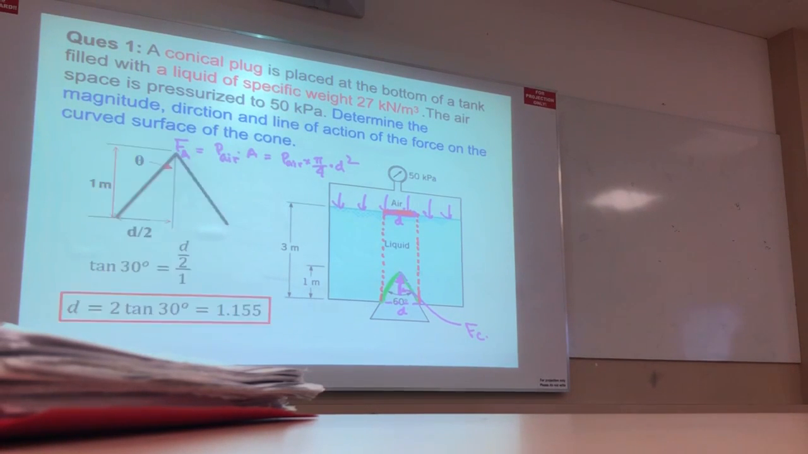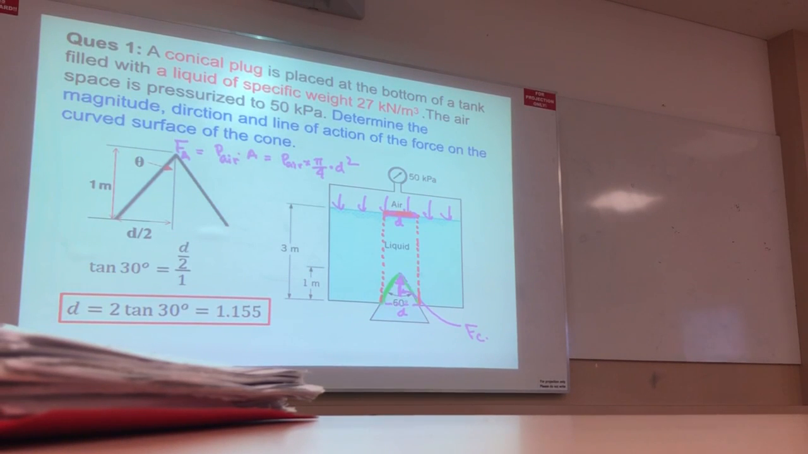Then you can see this cone, this area, right, I put here. So we assume from here to here is 60 degrees, so here theta becomes 30 degrees, correct? Half of 60 degrees is 30.